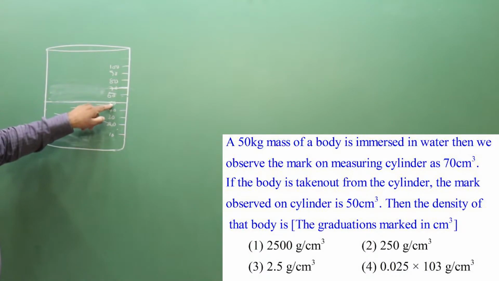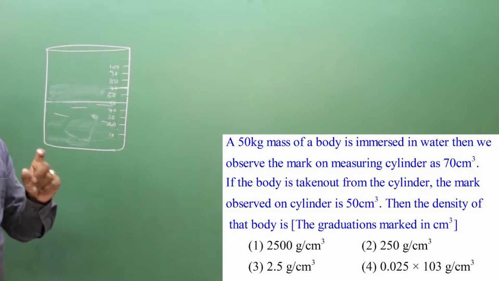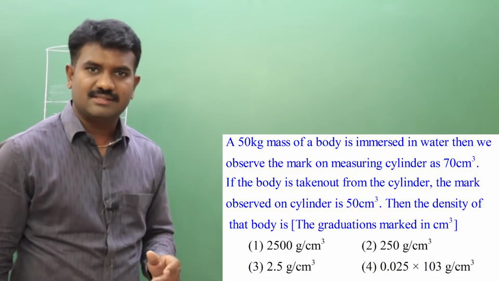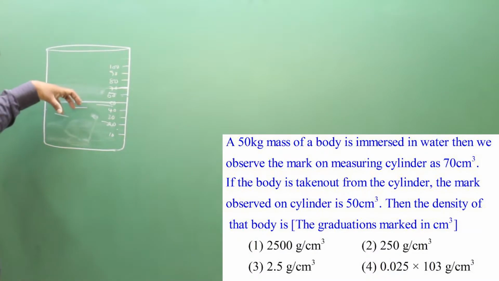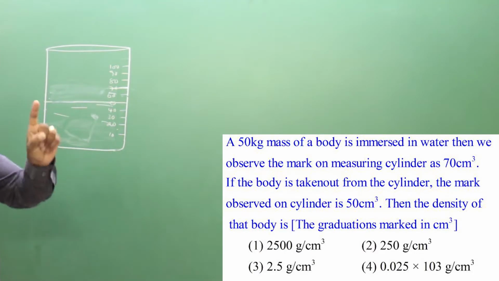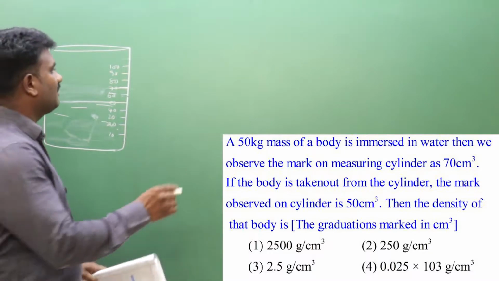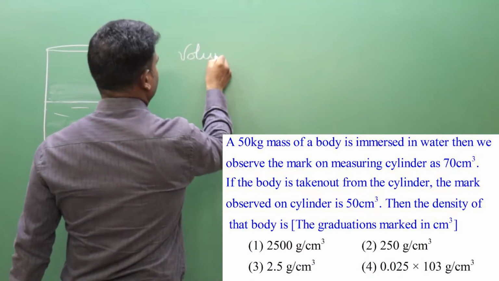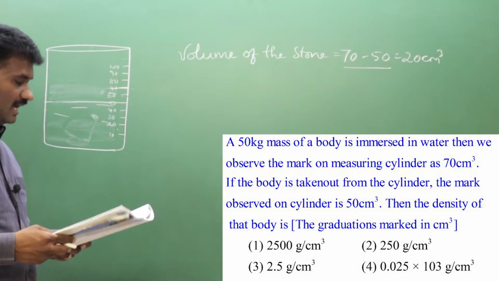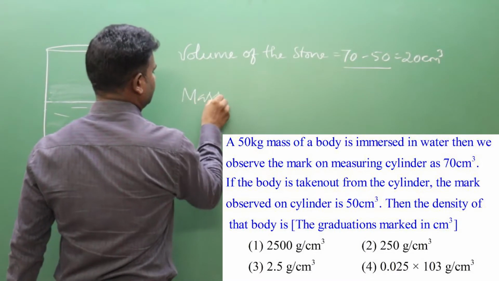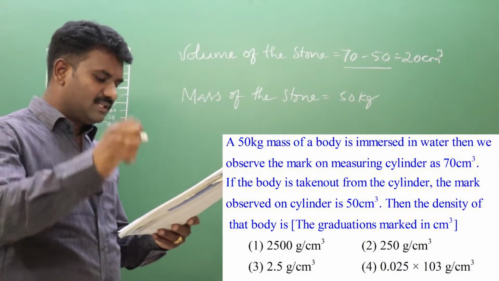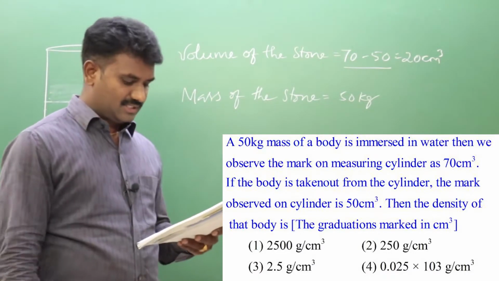The water level on the cylinder is 50 centimeter cube. See, when the stone is removed, the water level dropped up to 50 centimeter cube. Means from this, can we find the volume of the stone? Yes. When you dip the stone inside the water, the volume is raised from 50 to 70, that is nothing but the volume of the stone. So volume of the stone is equal to 70 minus 50 equal to 20 centimeter cube, and mass of the stone is given by 50 kg.